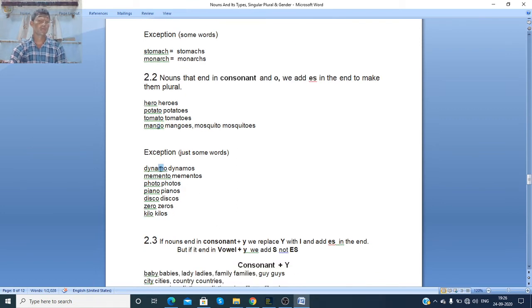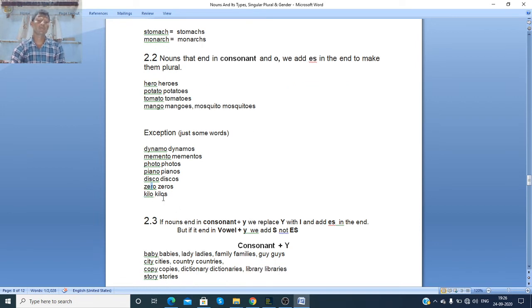And it also has some exceptions. Dynamo ends in a consonant and o, but we add s, not es. Dynamos. Memento becomes mementos. Photo becomes photos. Piano will become pianos, not es but s. The same with zero, which becomes zeros, not es. Kilo will become kilos, not es.